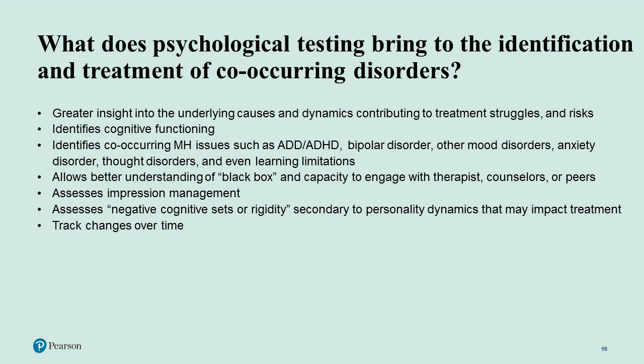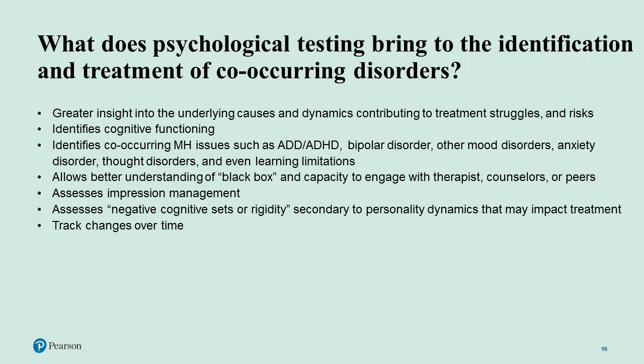Testing also allows us to understand the black box and capacity to engage with a therapist, counselors, and peers. And this black box reference really is getting to some of the, when you track the successful pathways through treatment, we've been able to identify fairly reliably what will make treatment successful. But there's this component called the black box, and that is really getting into the quality and capacity for the client to engage with a particular individual in a way that speaks to some of their attachment issues and concerns, and being connected to those individuals.